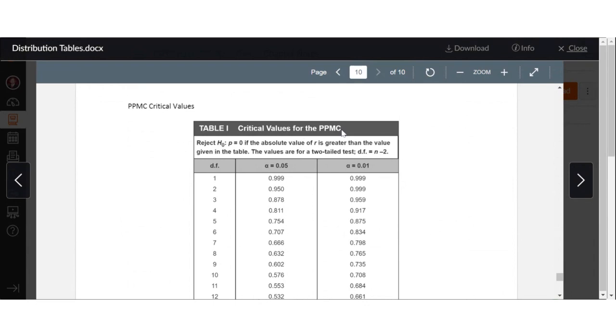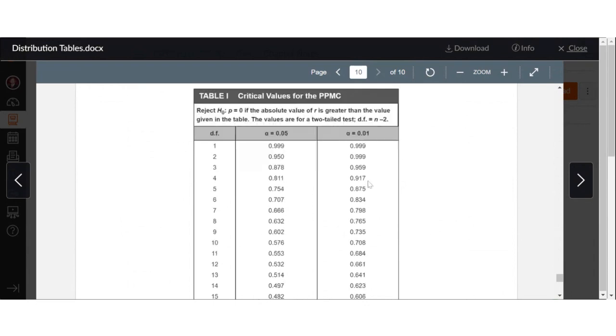And here it says reject the null hypothesis if the absolute value of r, our sample correlation coefficient, is greater than the value given in the table. So these values are for a two-tailed test. So in this case, we're only going to do a two-tailed test for rho.